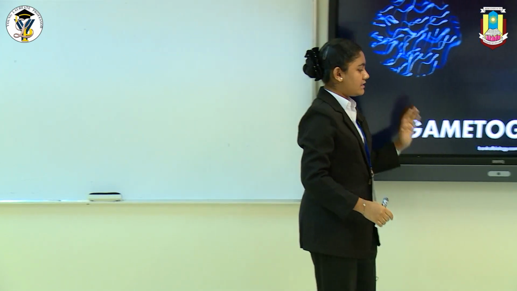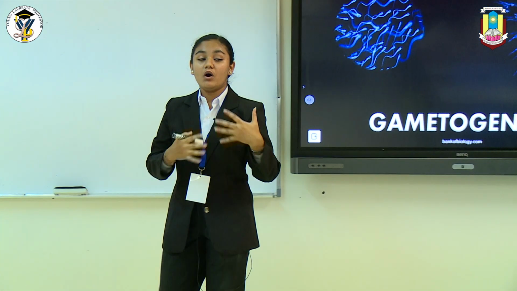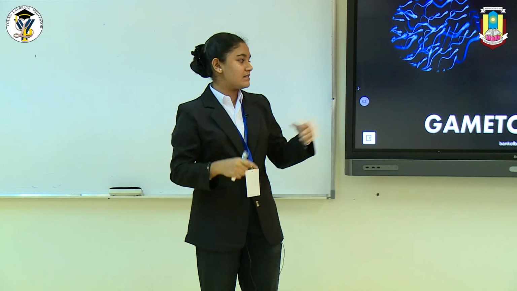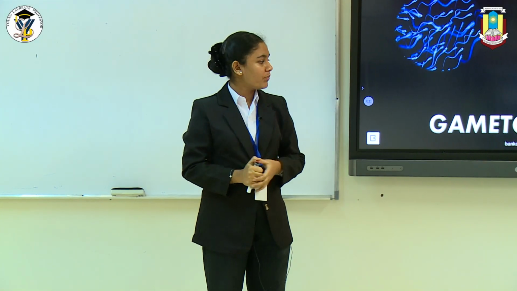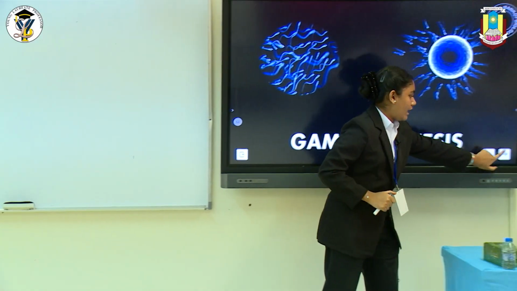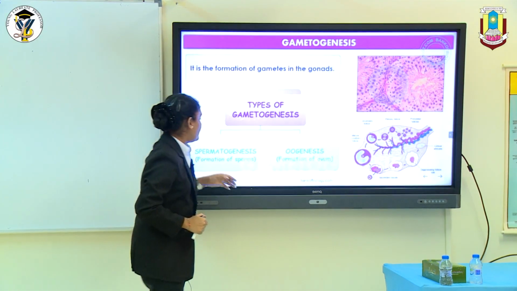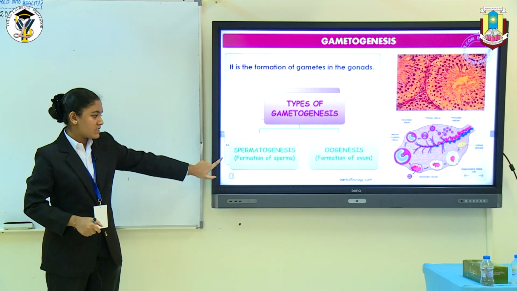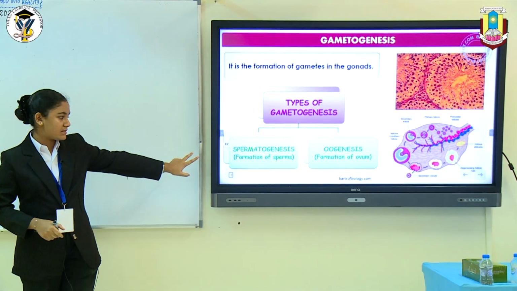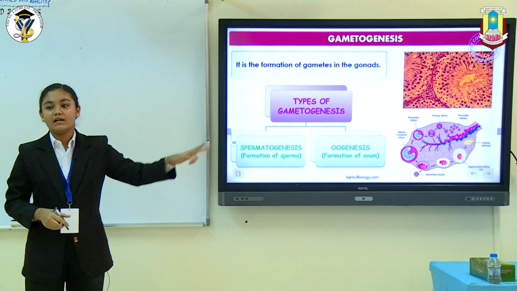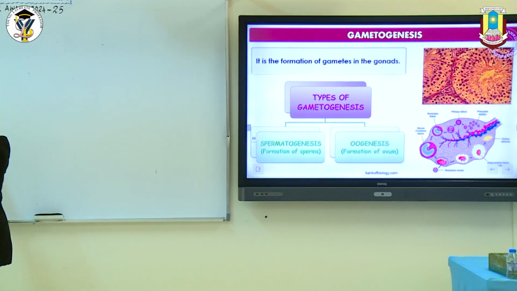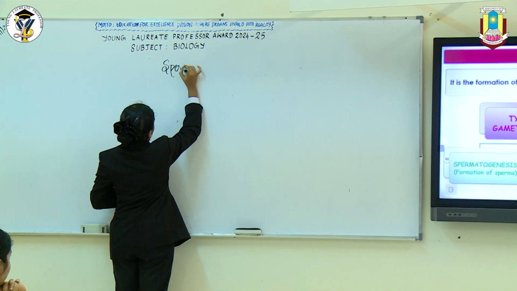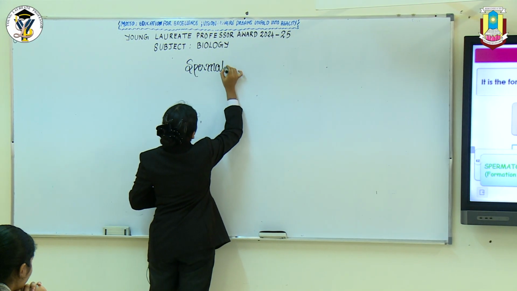So gametogenesis is basically the formation. The word genesis means formation. So gametogenesis is the formation of gametes, and there are two types of gametogenesis, as I told. One is spermatogenesis and the other one is oogenesis. Spermatogenesis, as the name suggests, is the formation of sperms, and oogenesis is the formation of ova. So I'll be taking only spermatogenesis today.